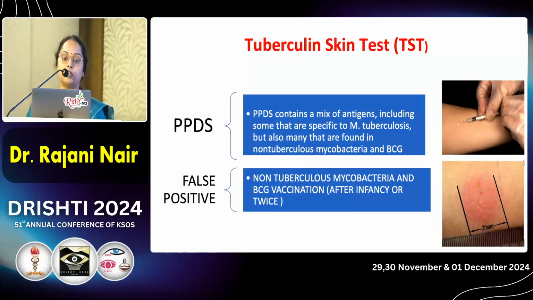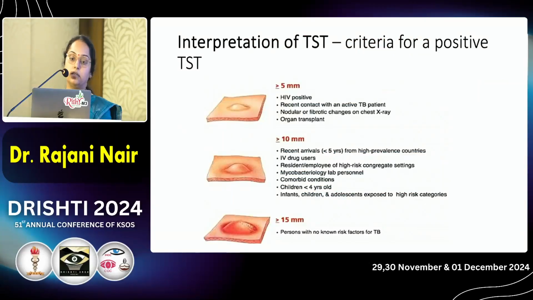So, a quick refresher on the tuberculin skin test. It is done by intradermal injection of a purified protein derivative, which is a mix of antigens, which may include those specific to Mycobacterium tuberculosis and non-specific forms of MTB and BCG. Therefore, there are chances of a false positive, especially in those vaccinated after infancy or twice in their lifetime. The criteria for a positive TST again depend on the immune status of the patient, with lower cutoffs having to be taken for immunocompromised individuals.